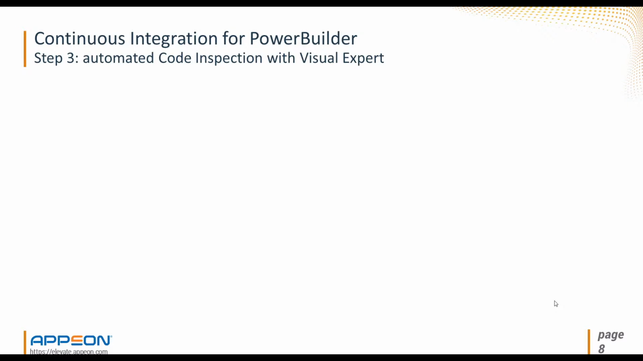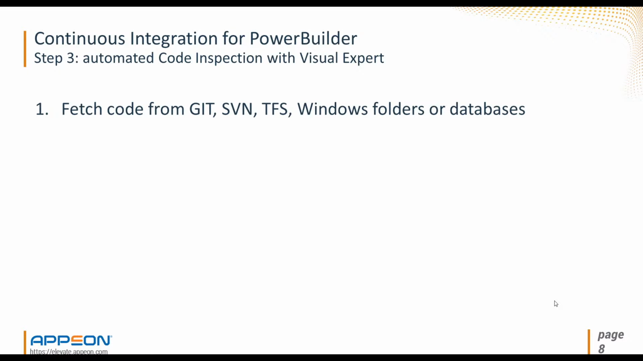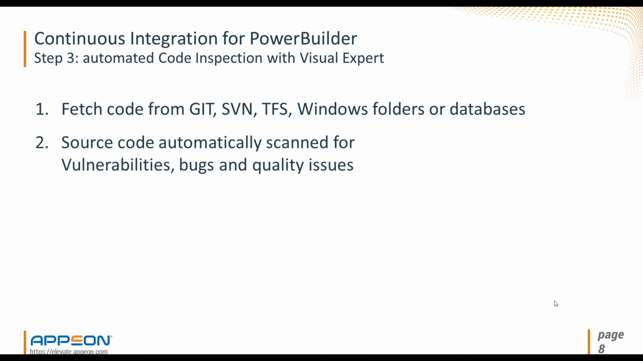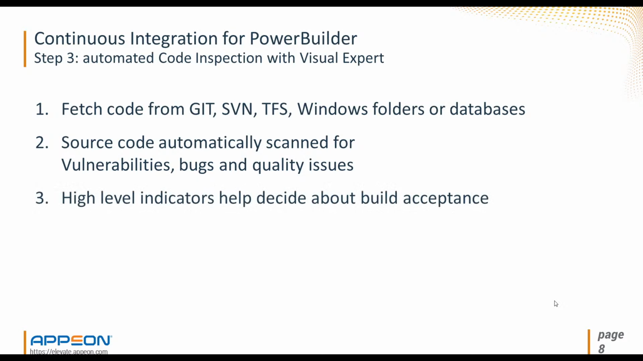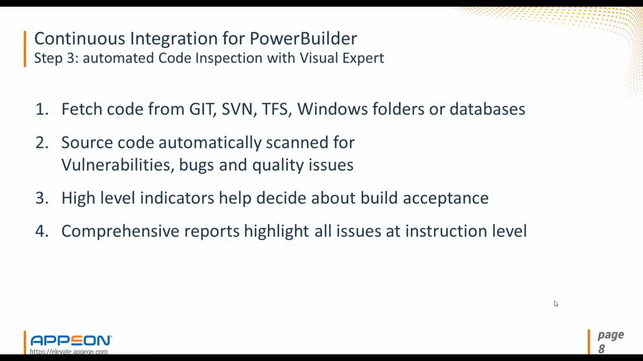Now let's move to step number 3. In our continuous integration process, we will now see how to automate the static analysis of the code inspection with Visual Expert. So you can fetch code from different sources and scan for vulnerabilities, bugs, and quality issues. That would give you, on one hand, some high-level indicator to help figure out if the build is acceptable or not. And also you will have a comprehensive report that will highlight all the issues at the code level and each instruction level.